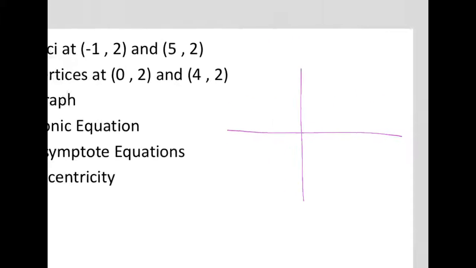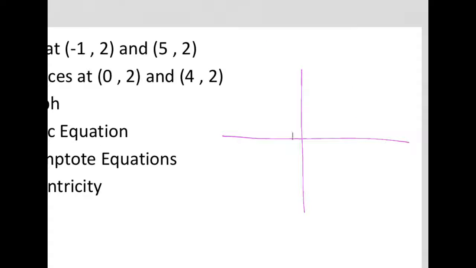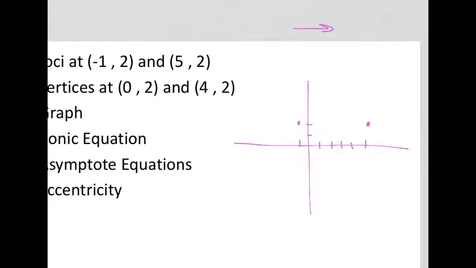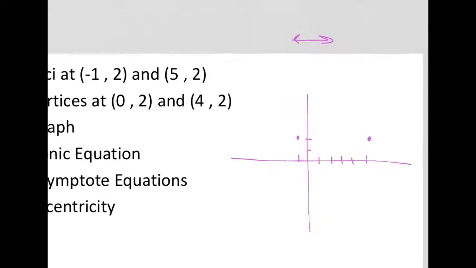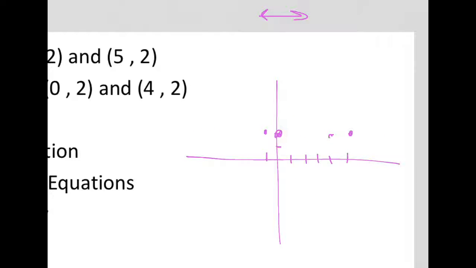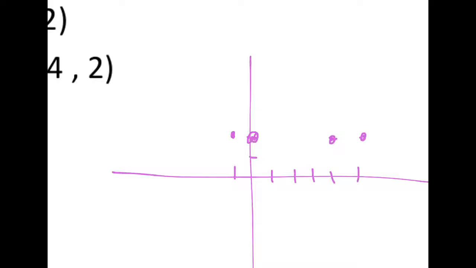So the foci are at the x value -1 and y value 2. And then also we have an x value of 5 and that same y value of 2. So what does that tell me already? That tells me that this is a horizontally opening hyperbola because those y values are the same, the x values are different. Vertices at 0, 2, and at 4, 2. Notice that each vertex is the same distance away from that closest focus. That's important.